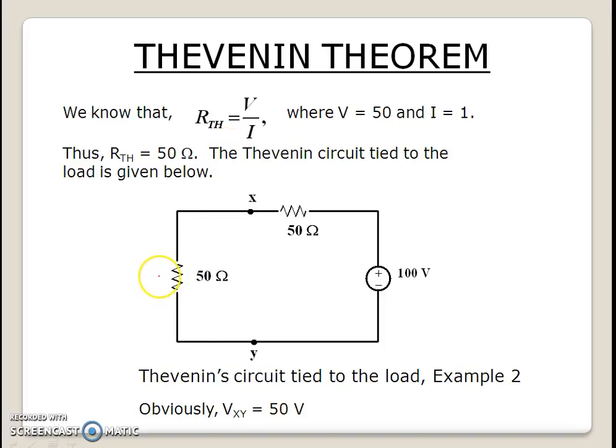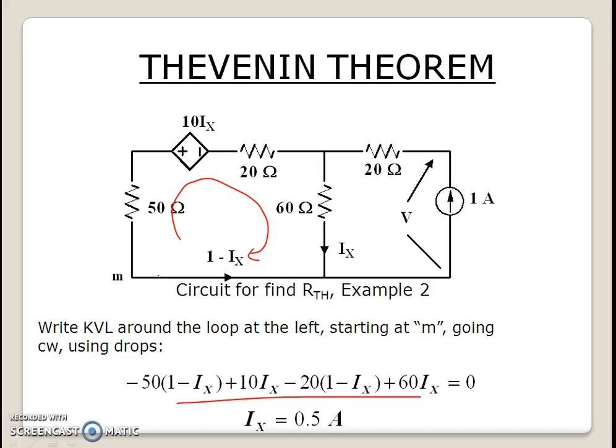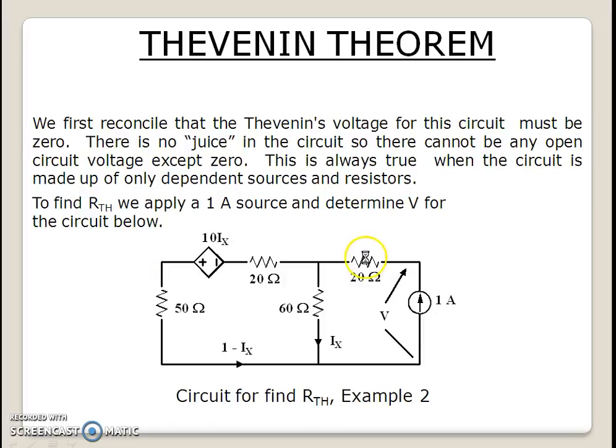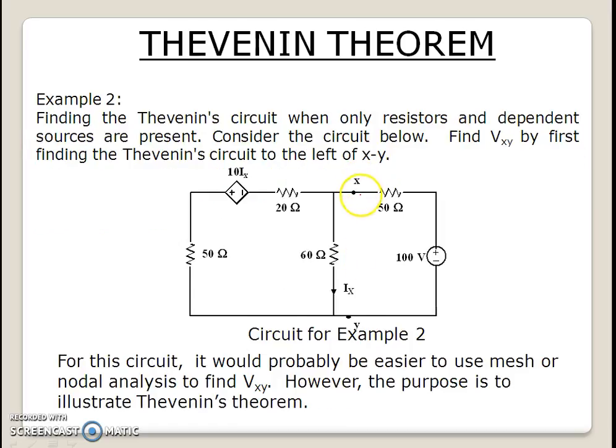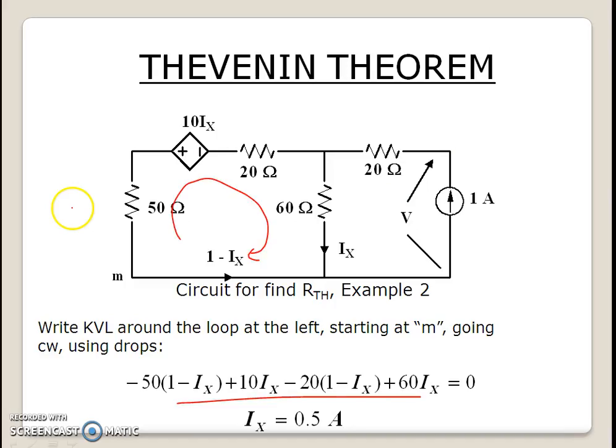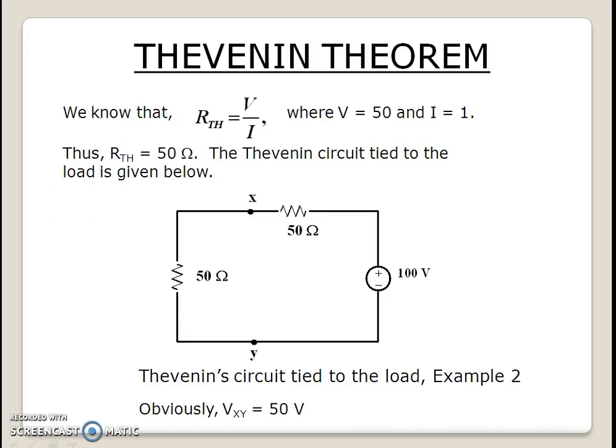Here, one more thing we need to do is observe that the network which we considered across terminals X and Y does not have any independent voltage sources. So the Thevenin's voltage will be 0 volt, or a short circuit. It's a very simple conclusion that we can come up with. So once we find out RTH, it is the completion of the problem.